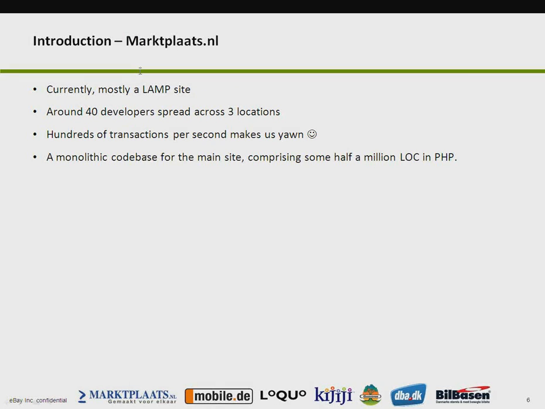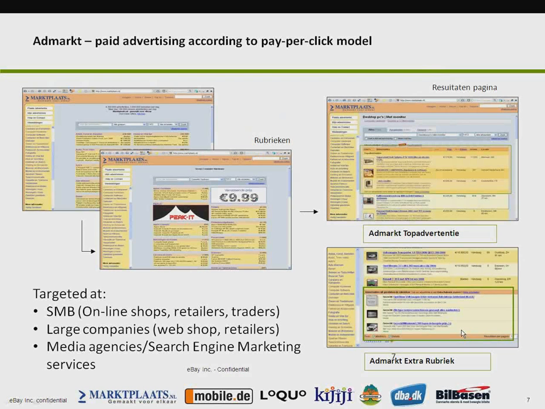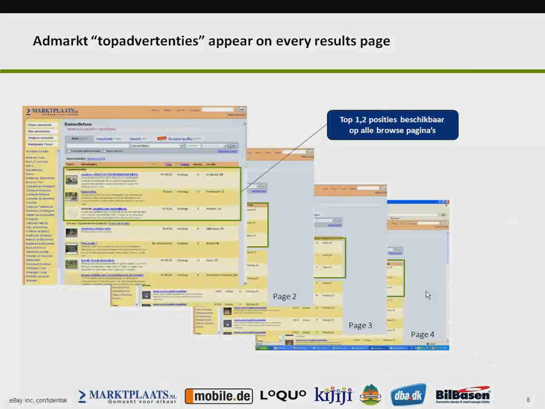So, Marktplaats at the moment is mostly LAMP sites, Linux, Apache, MySQL for data storage, and PHP for programming language, which is a very nice architecture to get you started. But if you have 500,000 lines of code in PHP and a lot of transactions per second, you're really starting to feel the limits.